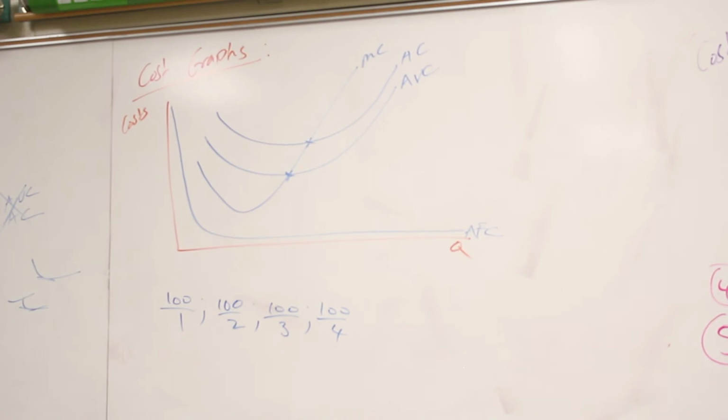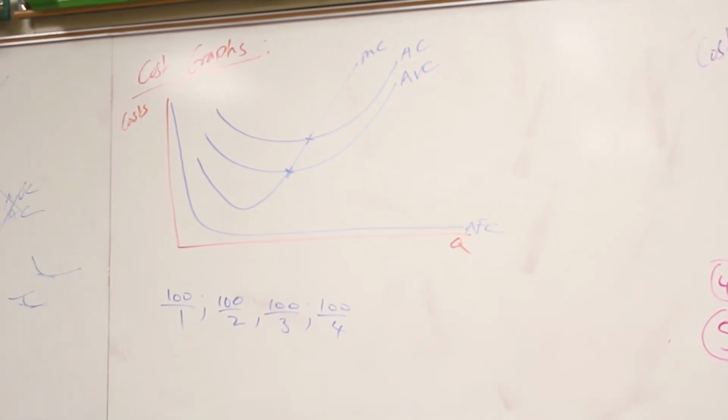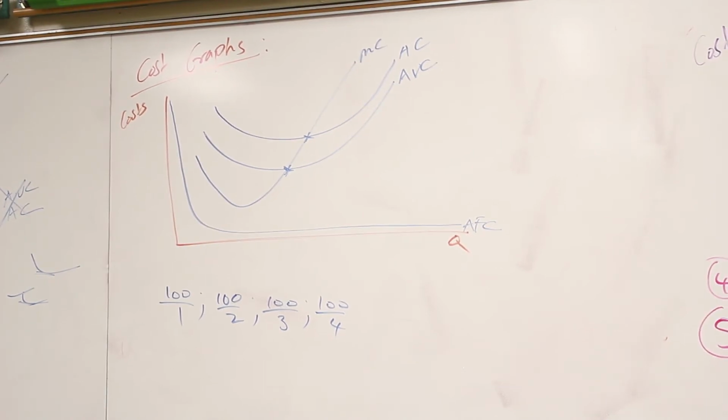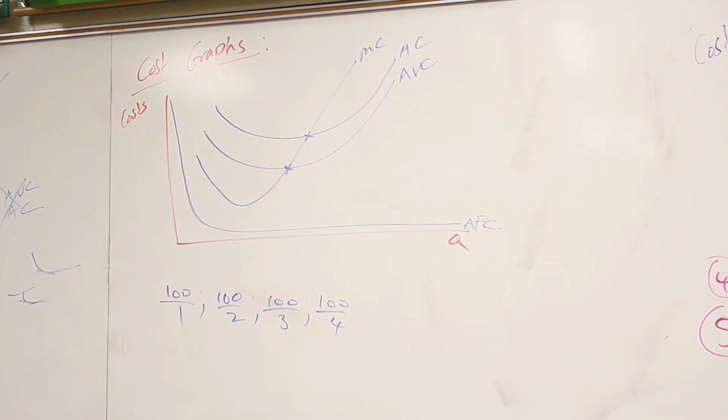For me, MC kind of shapes like a check mark. That's how I identify it. It kind of looks like a check mark, and it cuts those other two curves at their minimum points. We're going to use these cost curves over and over again, so you've got to know how they shape. The market structures that we will do, we will use the cost curves along with a whole bunch of other stuff. So you're going to have to know why they shape the way they do.